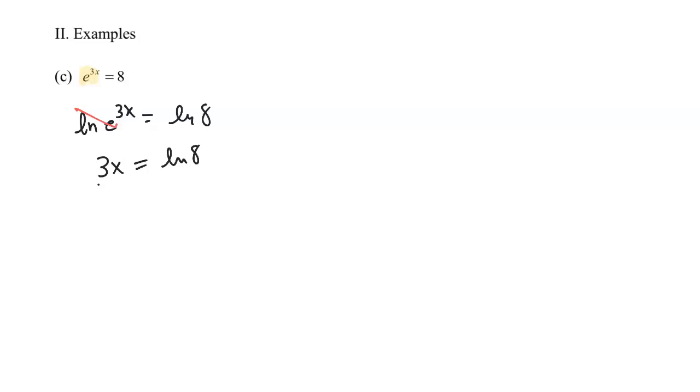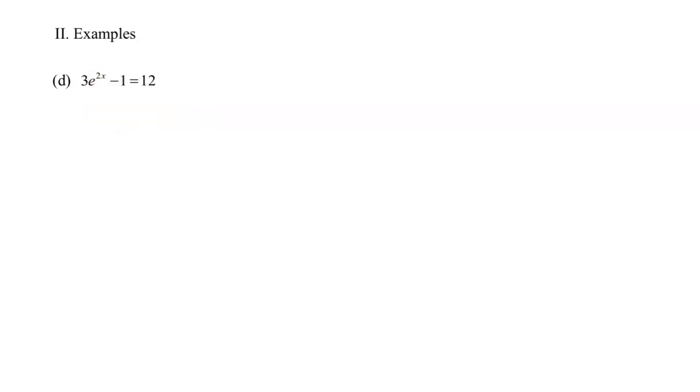And so therefore, to get x by itself, we're just going to divide both sides by 3. And if we go ahead and round that in our calculator to 3 decimals, we're going to get 0.693 for our answer.